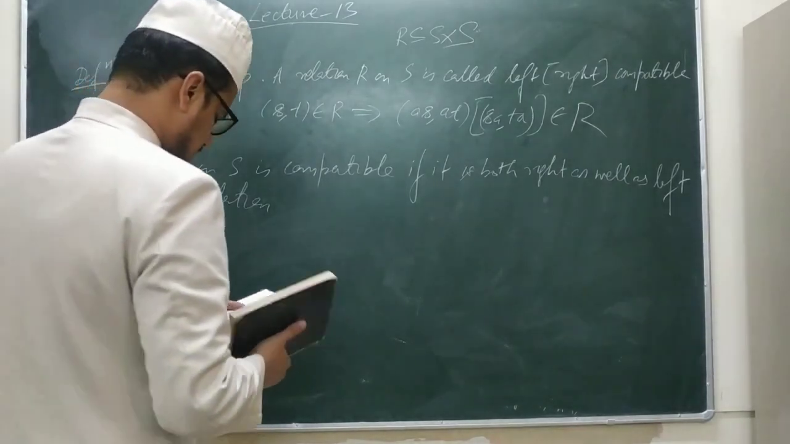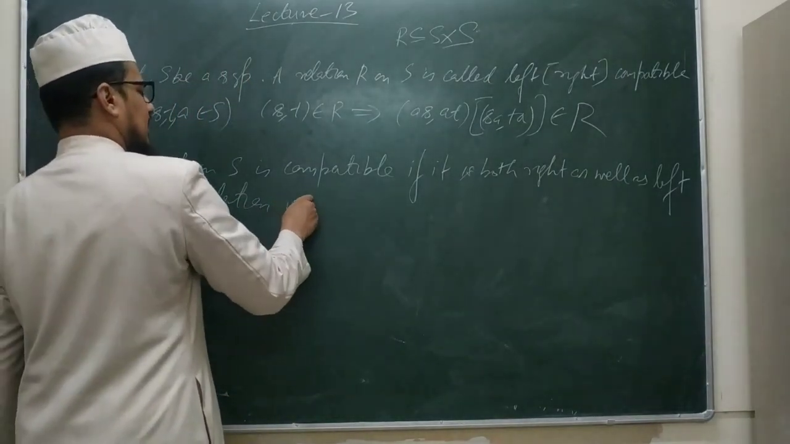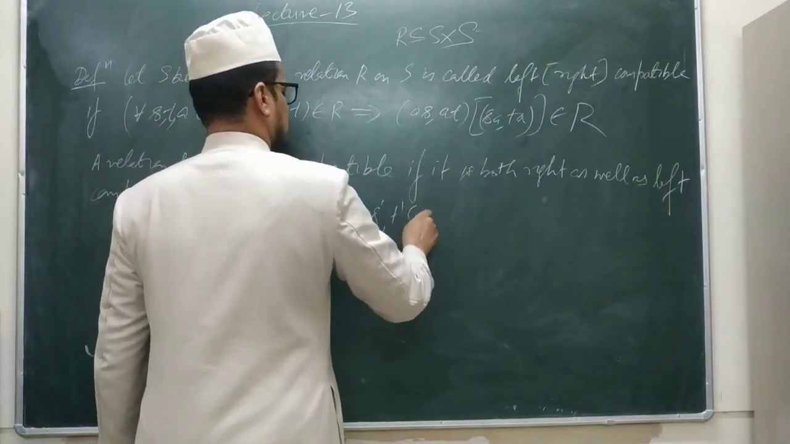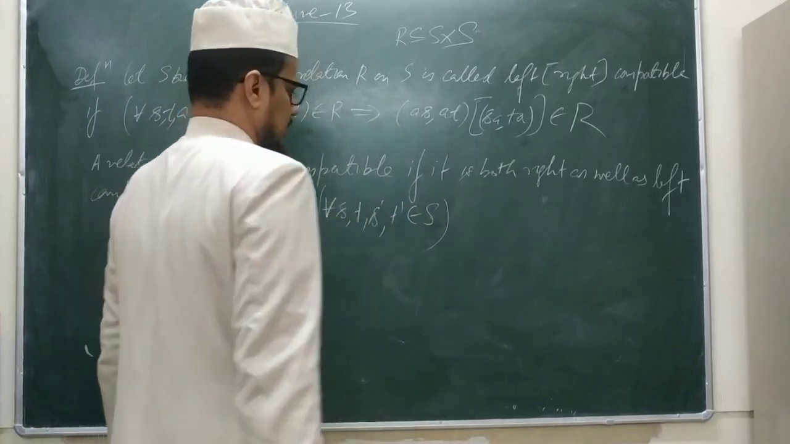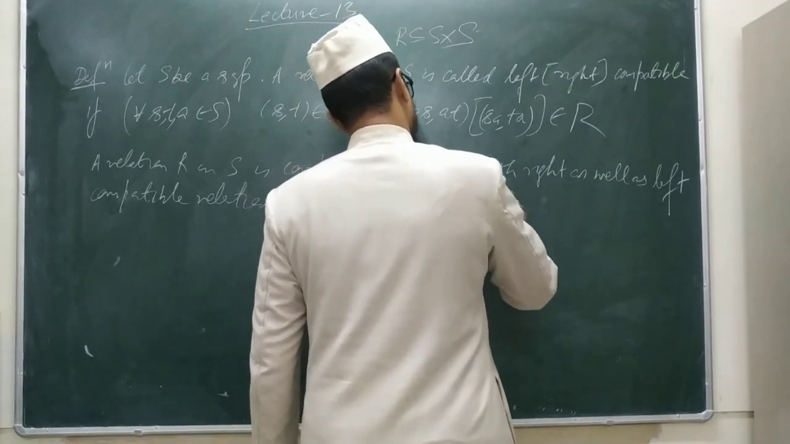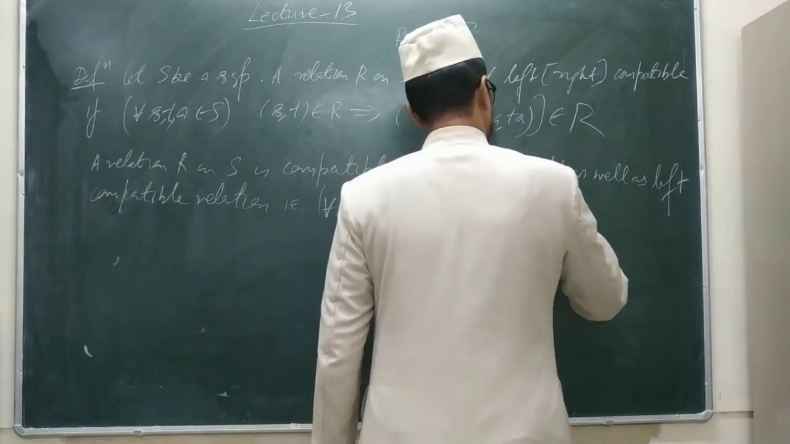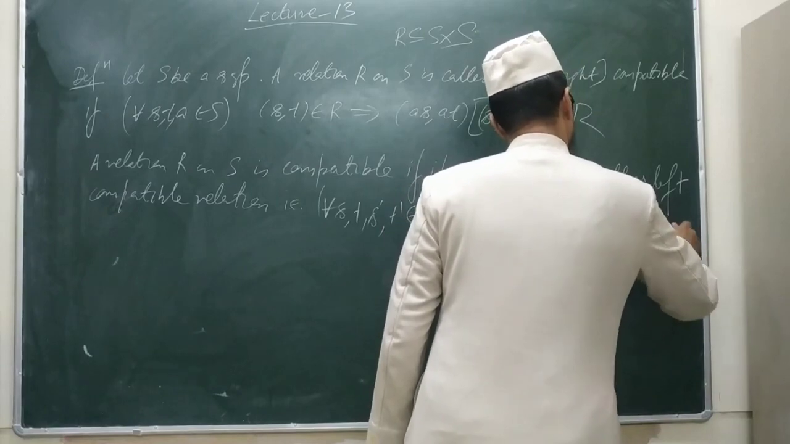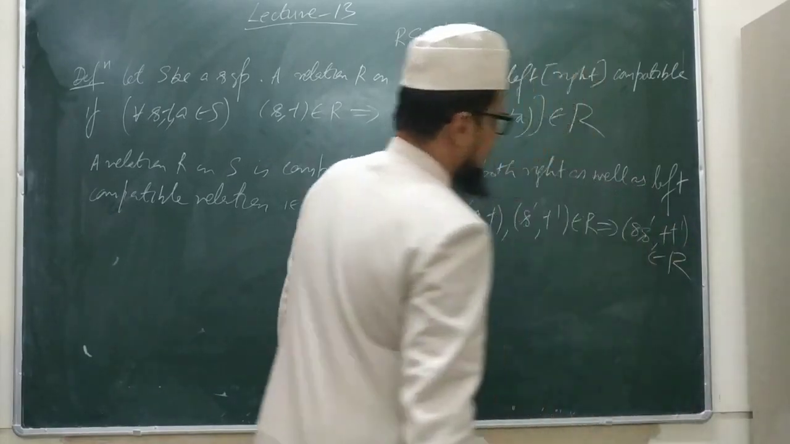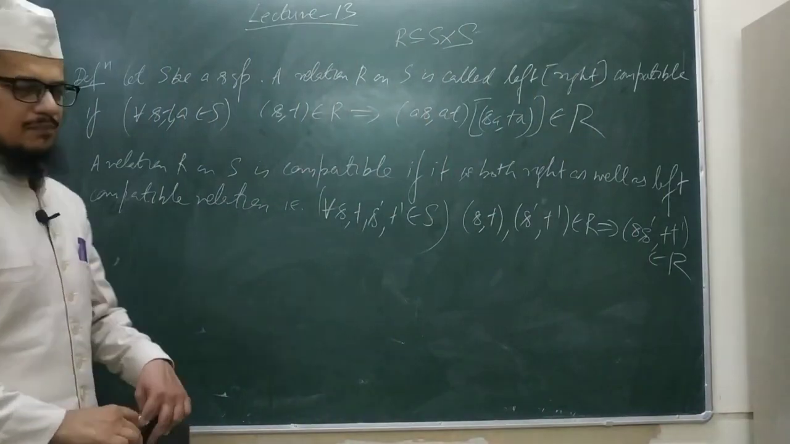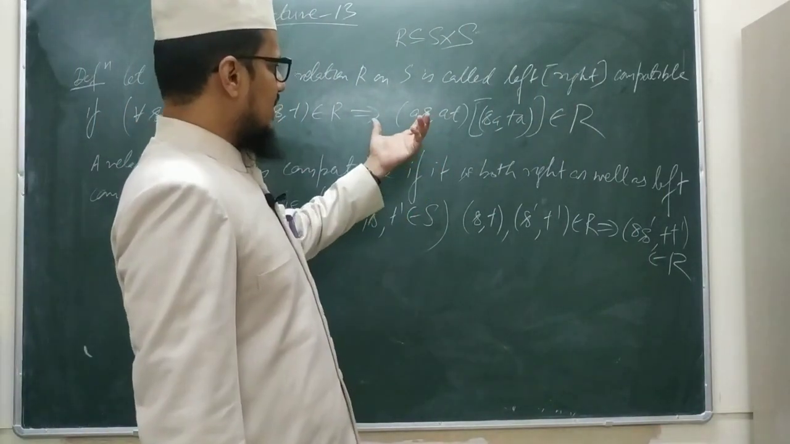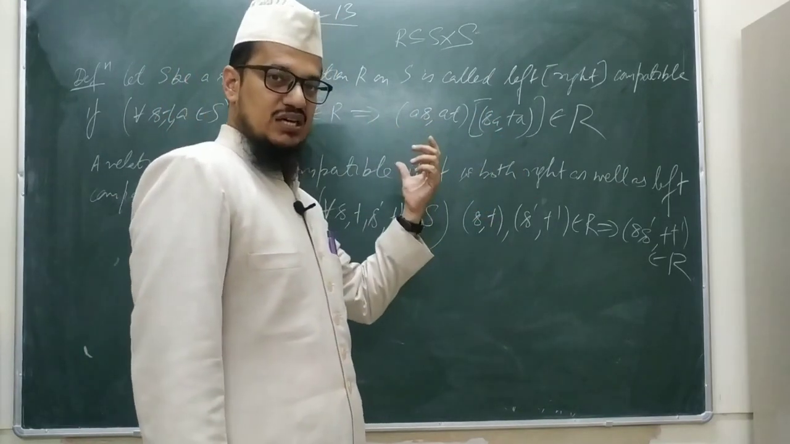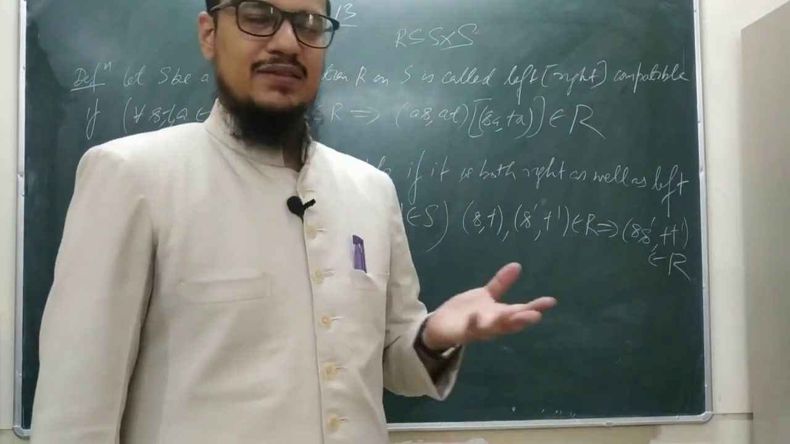Or you can also say that for every s, t, s', t' belonging to S, (s, t) and (s', t') belonging to R implies (ss', tt') belongs to R. Correct? Just I combine both. Or also you can say that (as, at) belongs to R and (sa, ta) belongs to R for every a, s, t, it means that R is compatible because it is left as well as right compatible.